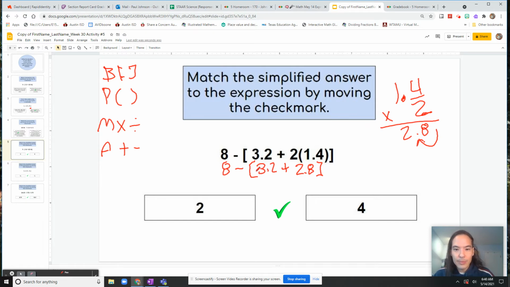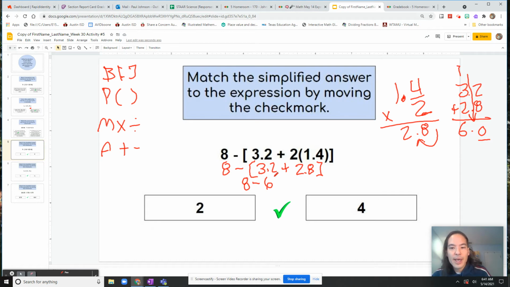So my next step is still in brackets, 3 and 2/10 plus 2 and 8/10. And as you can see, I can just do my math to the side. Remember that when you're adding decimals, you drop the decimal point like it's hot. So we now have 8 minus 6. And as you can see, I took off the 0 because if you have a decimal point and a 0, you can keep that 0 or take it off, but I think it's easier to see 8 minus 6 than 8 minus 6 and 0/10.